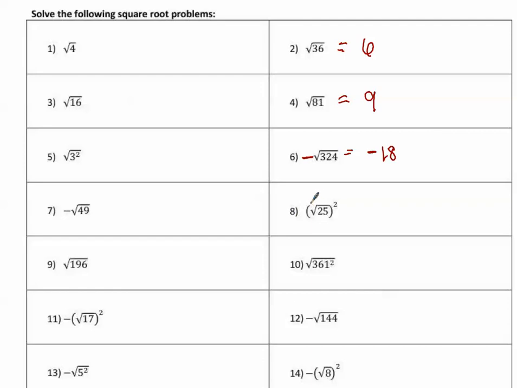Notice in number 8, they have a square root and a square. Remember, these two cancel each other, leaving you with what's underneath the house. In this case, that is 25. One way you can view this, square root of 25 is 5. Then 5 squared is 25.